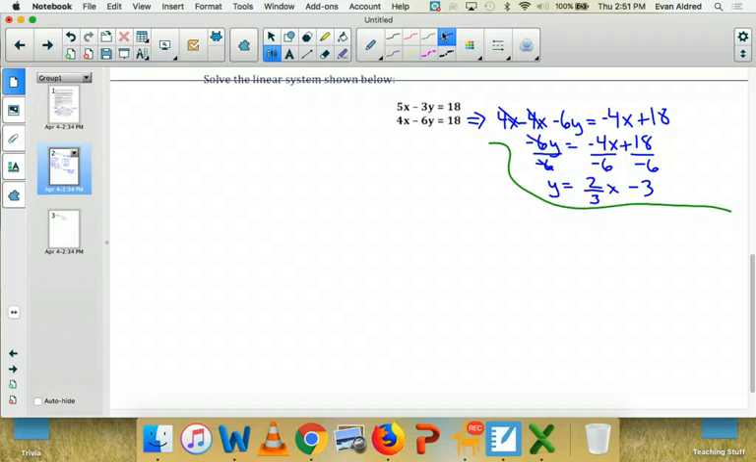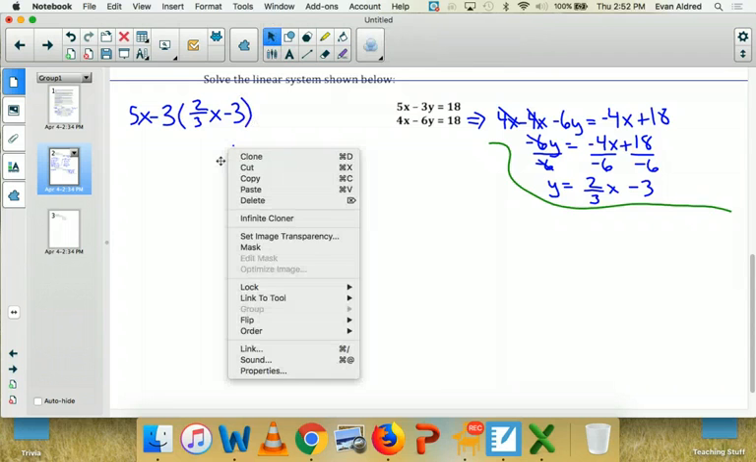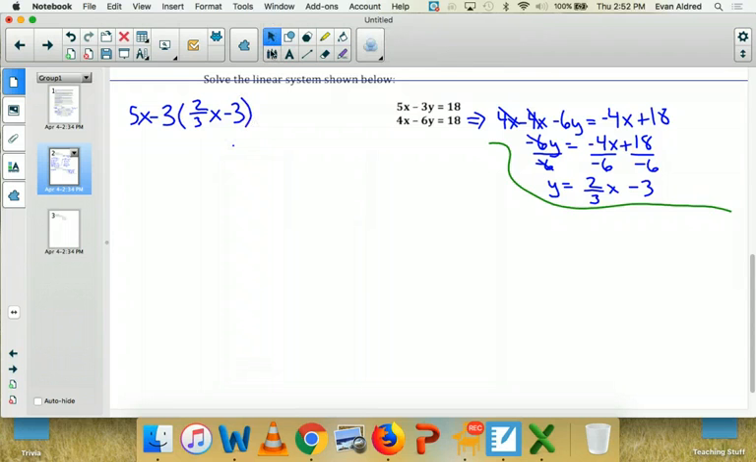So now I'm going to take that, and I'm going to put it into the equation I have not manipulated, which is the top equation in this case. So 5x minus 3, well, instead of writing y, we're saying that y is equal to 2/3 x minus 3. So that's what we're going to plug in there. And then all that is equal to 18.